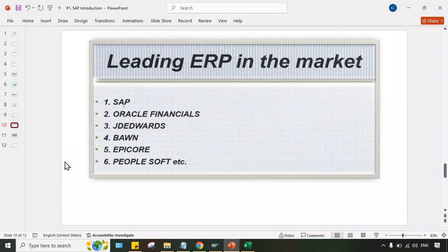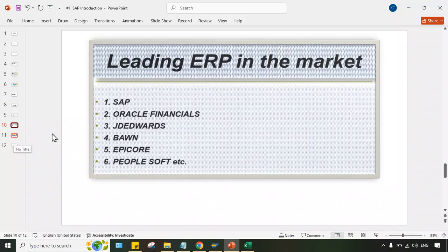Okay. Now, different ERPs are there: SAP, Oracle, JD Edwards, then we have BaaN, Epicor, PeopleSoft, Navision. Tally is also a small ERP. So different ERPs are there in the market. But if you talk about it, SAP holds the maximum market share. SAP has grabbed the maximum market share, and that is why SAP is called the market leader.